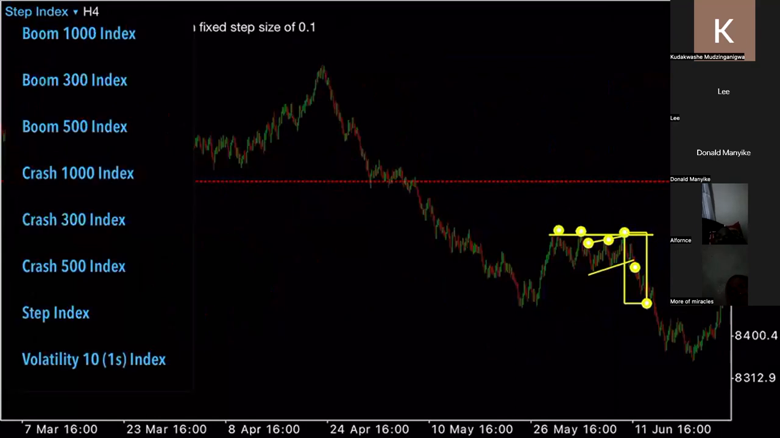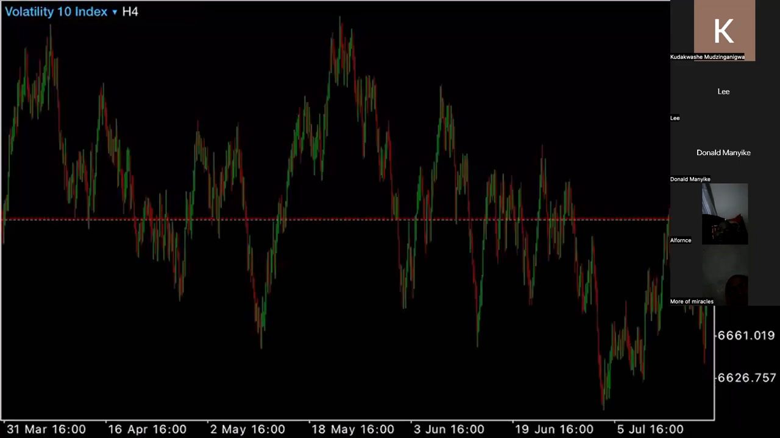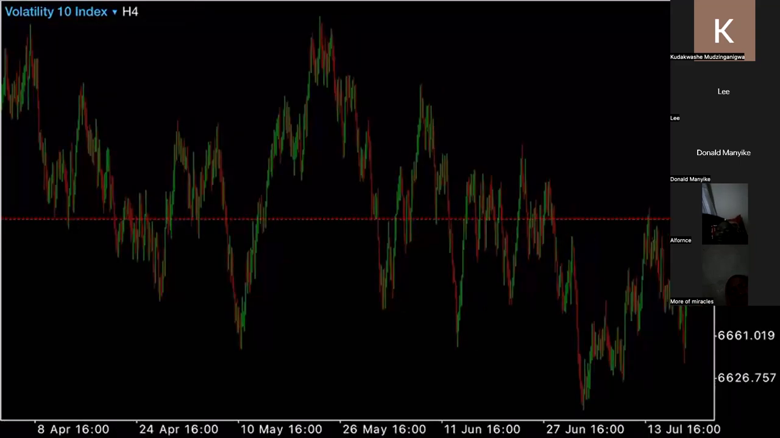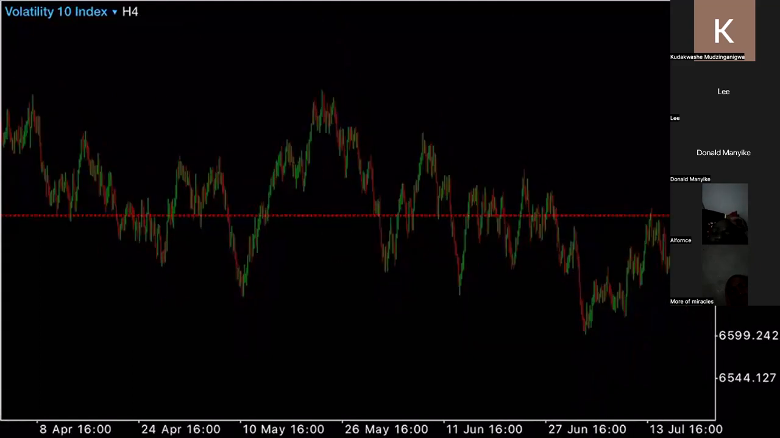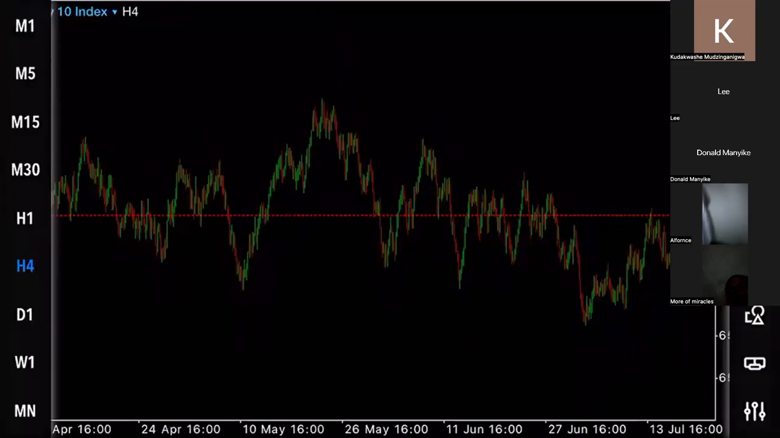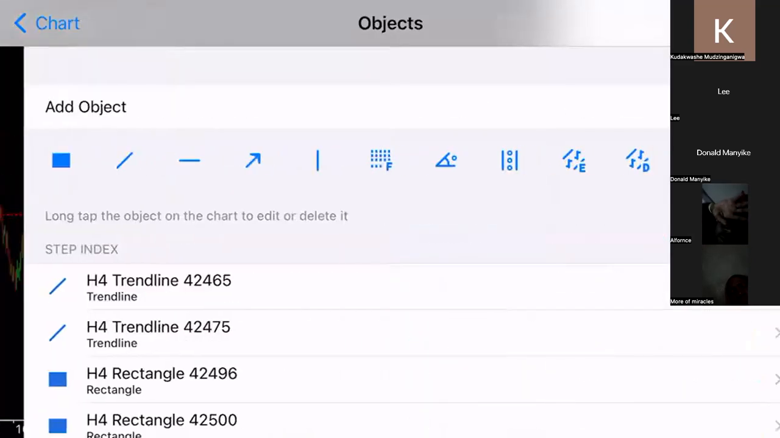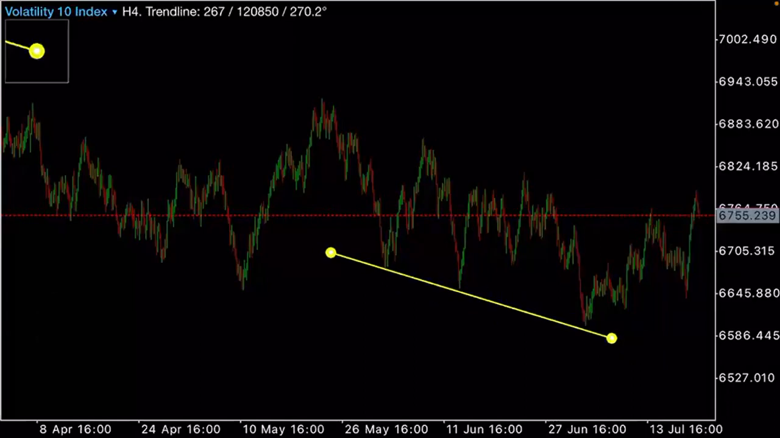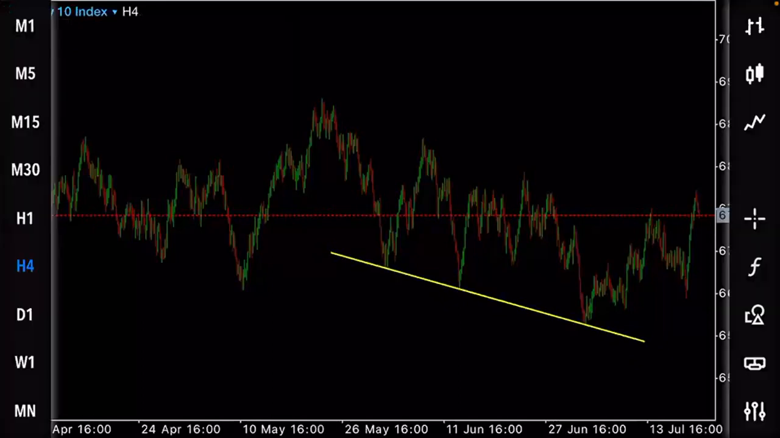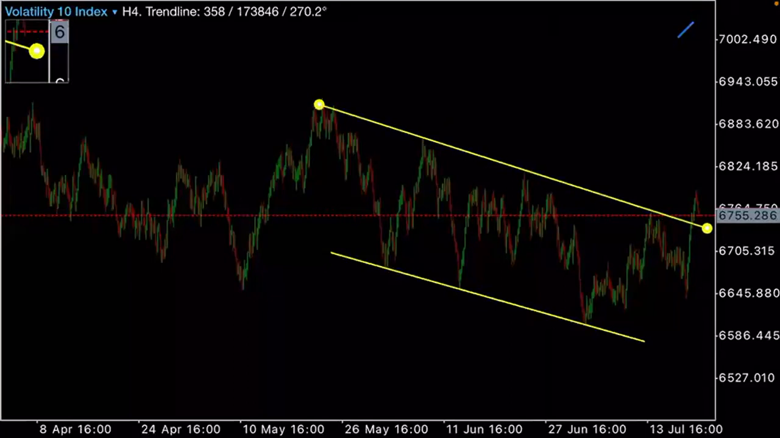Excuse me. Let's change the pair. Let's go on V10. I remember V10 went up like crazy, and we were prepared for that move that is happening currently. Let's mark the structure, the patterns. I want to show you something very, very beautiful, guys: patterns forming over and over and over again.